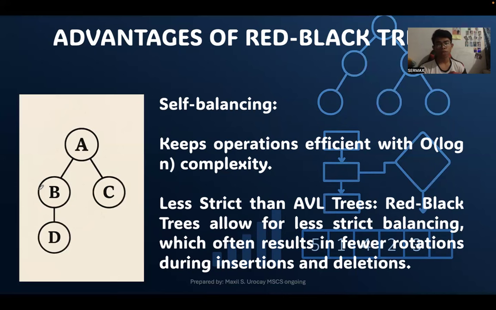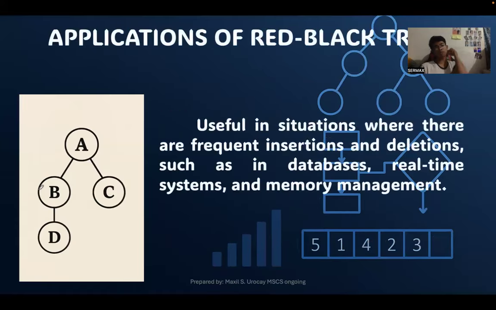Now, it keeps operations efficient for the self-balancing. The advantage of the red-black trees is that they keep operations efficient with logarithmic time complexity. They are less strict than AVL trees. Red-black trees allow for less strict balancing, which often results in fewer rotations during insertions and deletions, because we can just simply change the color respectively. If ever, we can just simply shift the color.